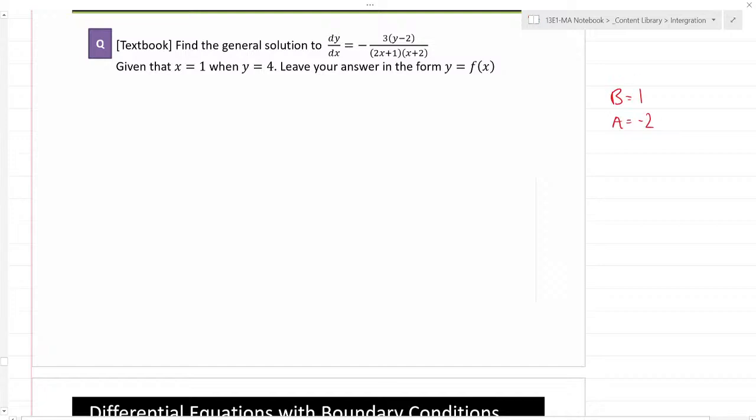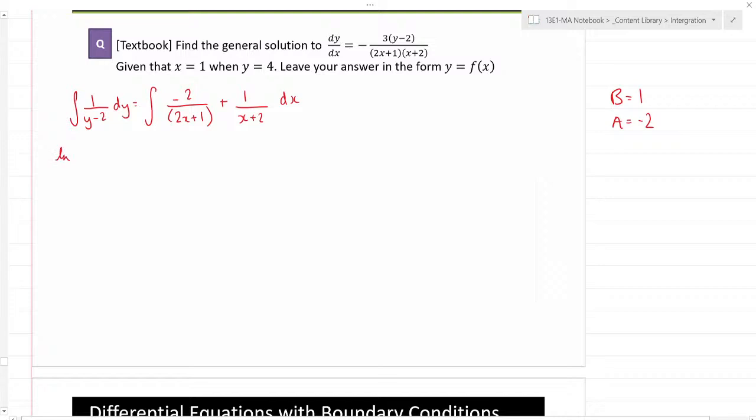So you end up with the integral of 1 over y minus 2 with respect to y is equal to the integral of -2 over 2x plus 1 plus 1 over x plus 2. Is that right? Yeah? With respect to x? Is that all right? Yeah, everybody right with that? And did everybody get that? Yeah? Then what we need to do is we need to integrate it.